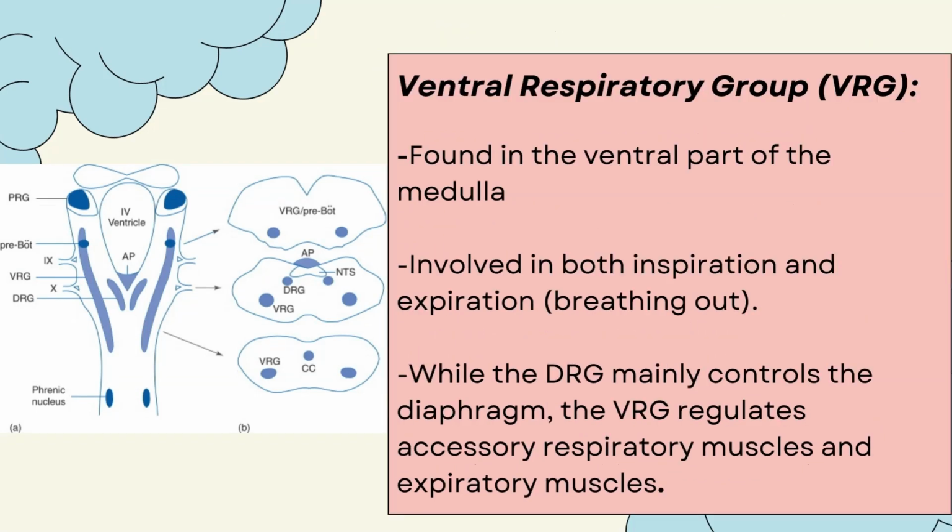Ventral respiratory group, VRG. Found in the ventral part of the medulla, the VRG is involved in both inspiration and expiration, breathing out. While the DRG mainly controls the diaphragm, the VRG regulates accessory respiratory muscles and expiratory muscles.